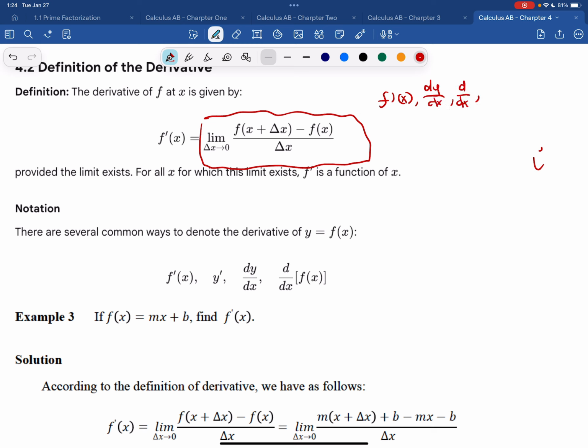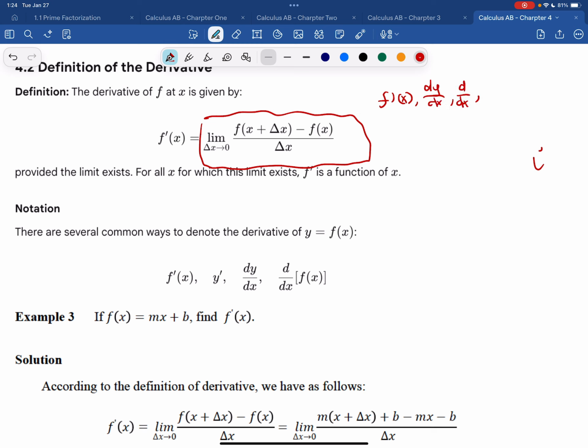This is just the application of the definition of the derivatives. So if f of x equals mx plus b, find f prime of x. We just plug the mx plus b in right here, and we get that the derivative of mx will be equal to m. So here I want to talk about something.